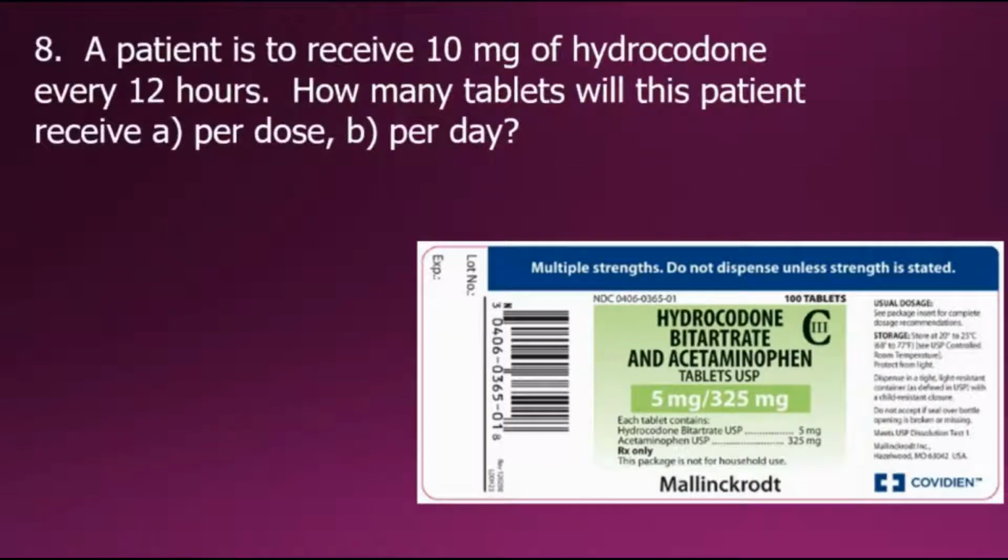In this problem, it states a patient is to receive 10 milligrams of hydrocodone every 12 hours. How many tablets will this patient receive per dose and per day? To solve this problem, our answer will need to be in tablets per unit of time.